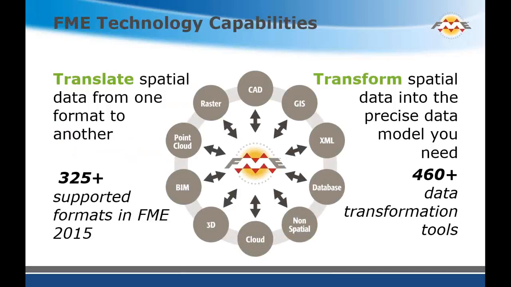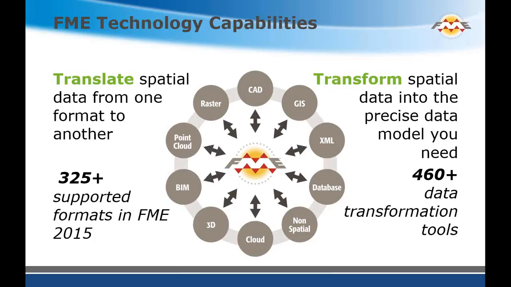So FME capabilities. Safe's main reason for producing this software is really to help translate data from one format into another. That's true for both spatial data and non-spatial. Sometimes we can get a bit consumed with the spatial side. FME does also support non-spatial formats. So at its core, FME Desktop is a data translation tool. As of 2015, it supports in excess of 325 formats. So I think if you have a format that you need to use, you are going to be able to find it within FME Desktop.